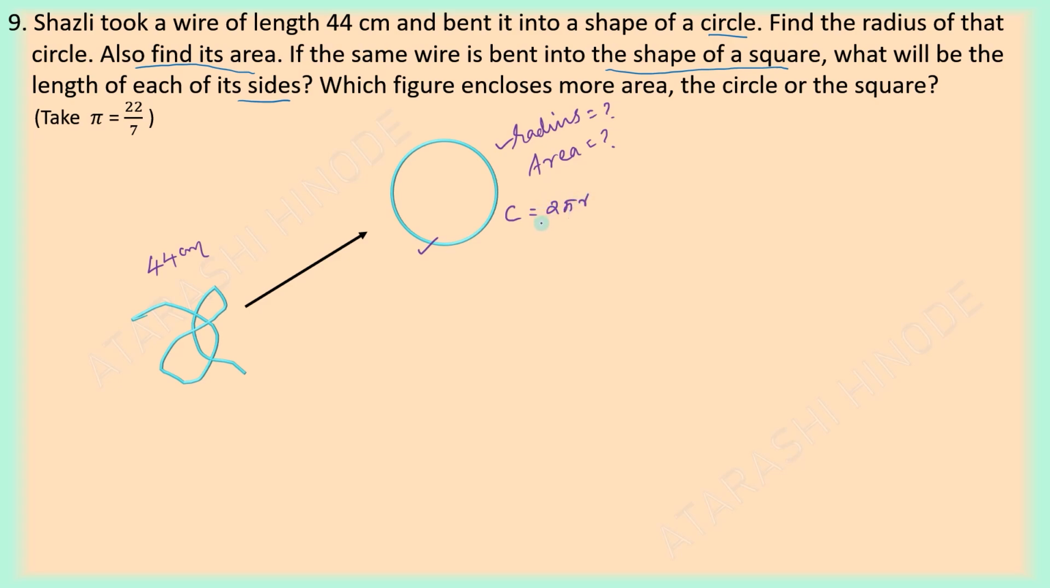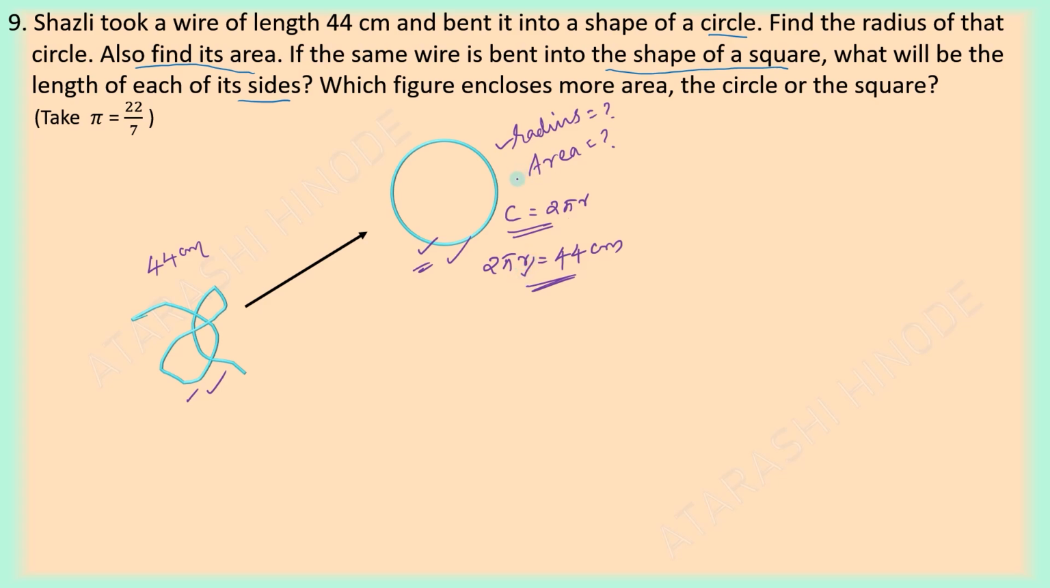You know why? Because this is the formula for circumference, and a wire of length 44 cm is bent into the shape of a circle like this. The circumference of this circle will be the same as the length of this wire. So we can write circumference, that is 2 pi r, equal to 44 centimeter. From this we can find the radius of this circle.